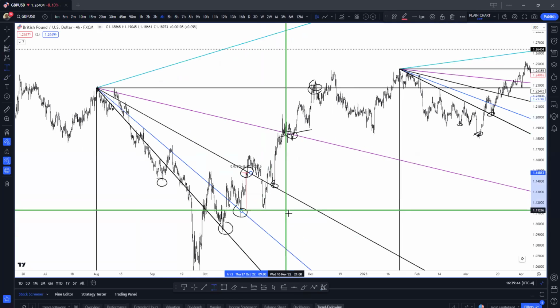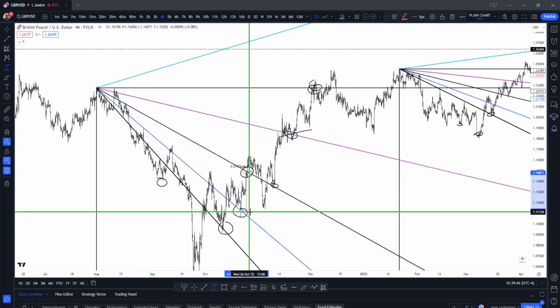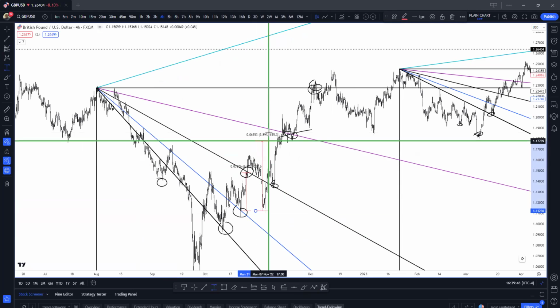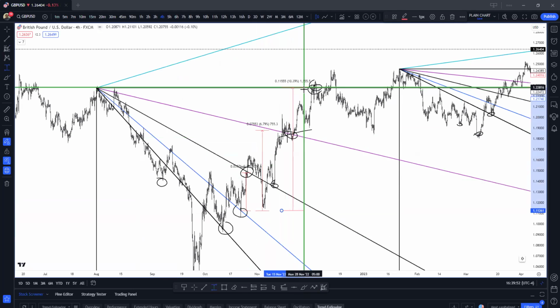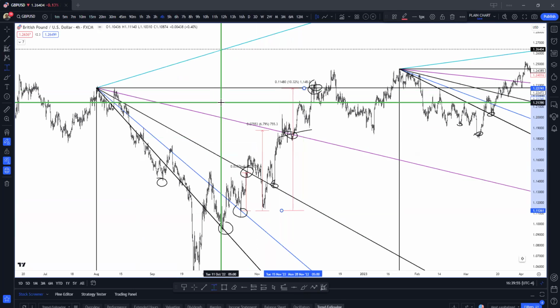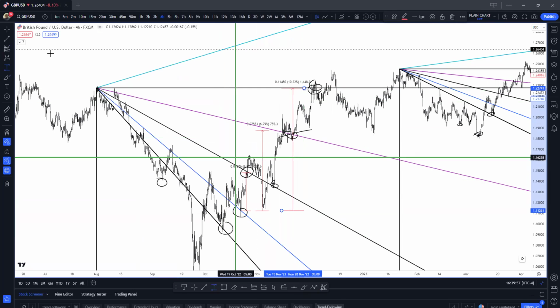TP1, 357 pips, TP2, 700 pips, and we are at 1000 pips for TP3. We are currently on the 4-hour time frame.